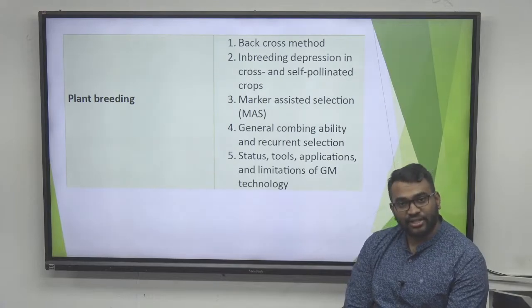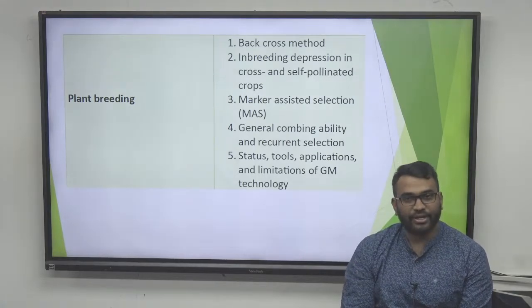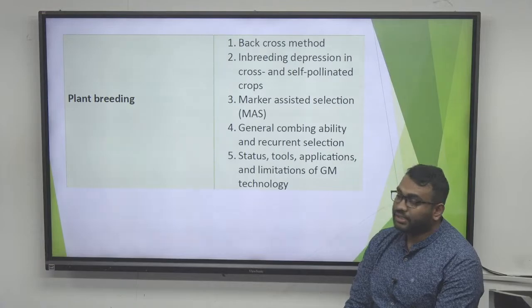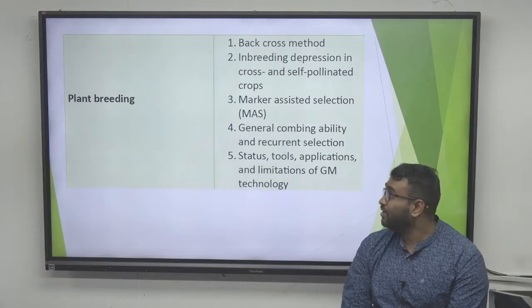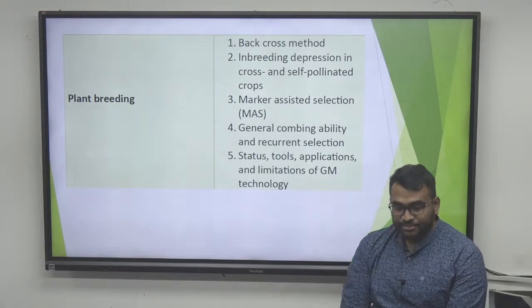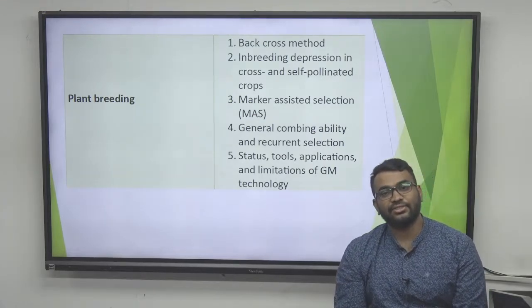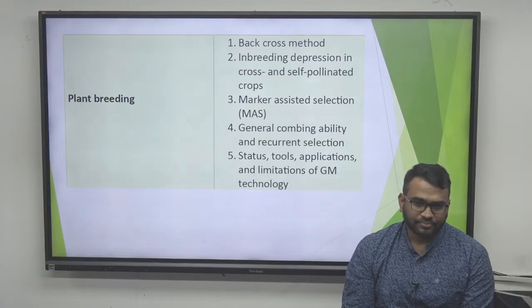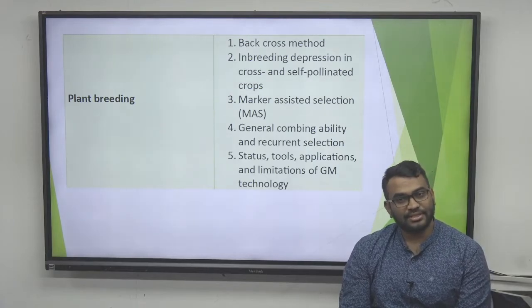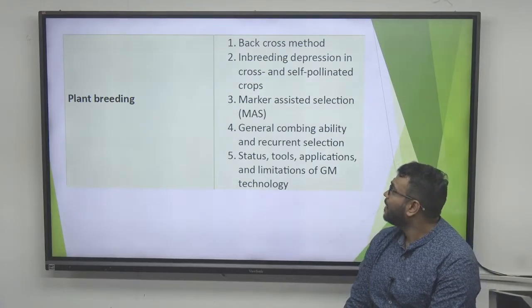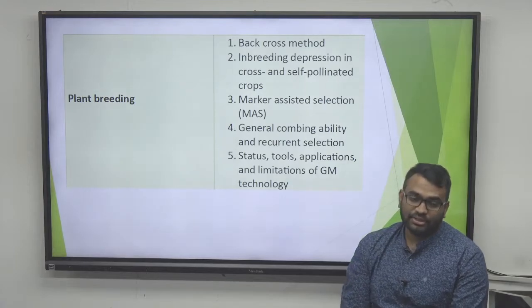But essentially, considering all those things plus the PYQ trends, I believe these are the important topics for this year's mains. Right. One is backcross method, and for this backcross, when it is used, why it is used, and the procedure for this. So this is going to be important in backcross method. Next one is inbreeding depression. So this is very important.